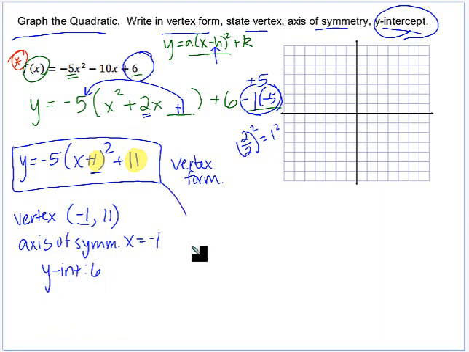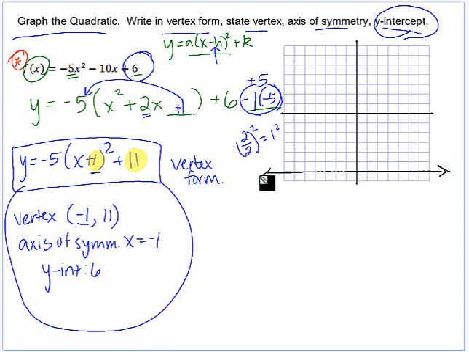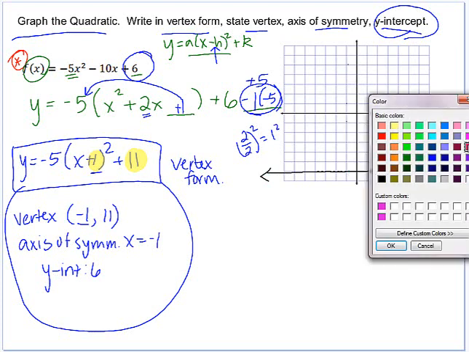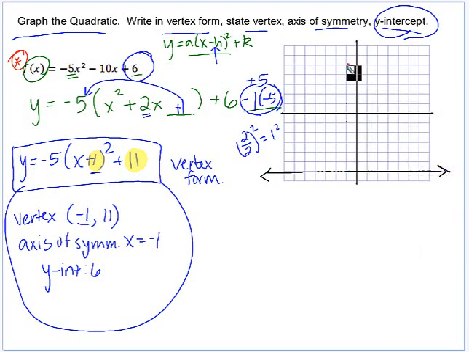You will also be able to get this information once you have it graphed. So here we're going to graph it. First off, we need to go to negative 1, positive 11. So I'm going to have to move this axis down in order to do that. So negative 1 and then up 11. So 1, 2, 3, 4, 5, 6, 7, 8, 9, 10, 11. So here's my vertex.